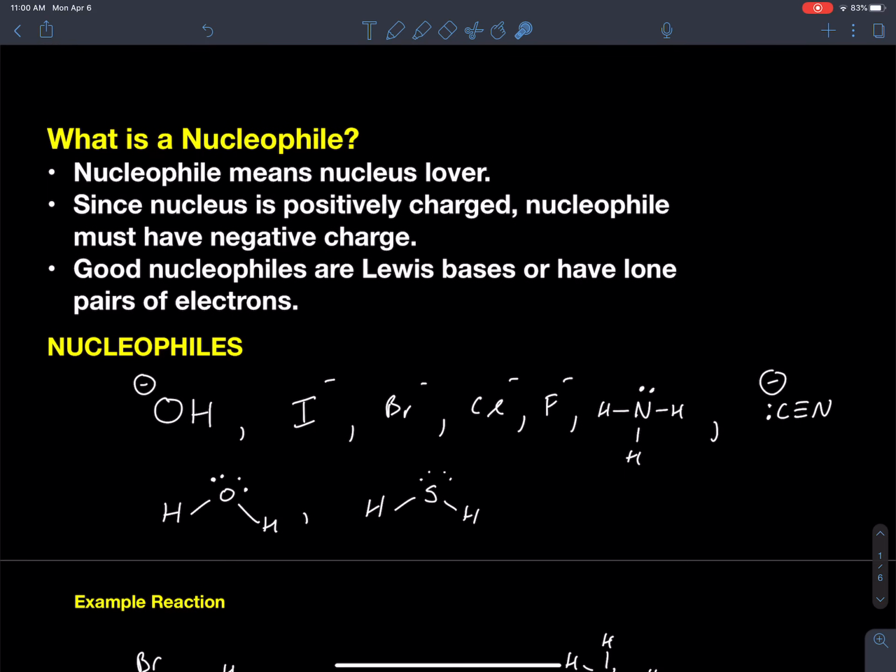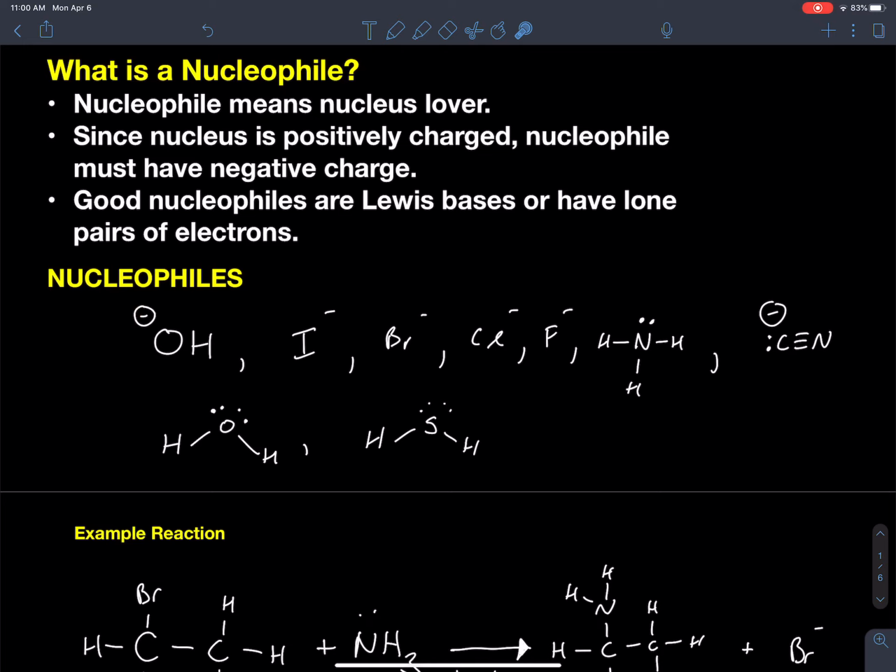Examples of common nucleophiles that you'll see are hydroxide, iodide, bromide, chloride, fluoride. This is ammonia, so that nitrogen in ammonia has a lone pair, making it a nucleophile. It's a Lewis base. This is cyanide. We use cyanide often to attack molecules and attach a nitrile functionality. That negative charge is the extra lone pair here. Water, believe it or not, is a very good nucleophile because it has lone pairs. When it reacts, it can make alcohols.